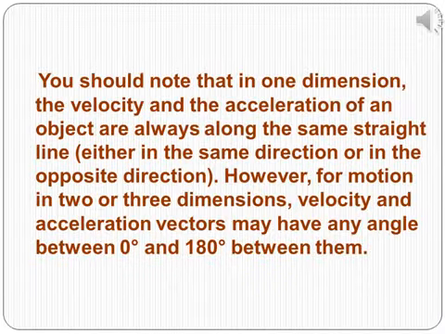You should note that in one-dimensional motion, the velocity and the acceleration vectors of an object are always along the same straight line, either in the same direction or in the opposite direction. However, for motion in 2 dimensions or 3 dimensions, the velocity and the acceleration vectors may have any angle between 0 degree and 180 degree between them.